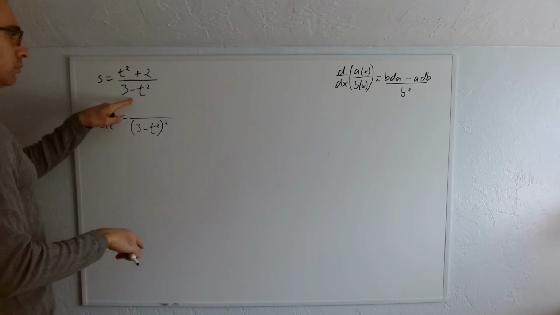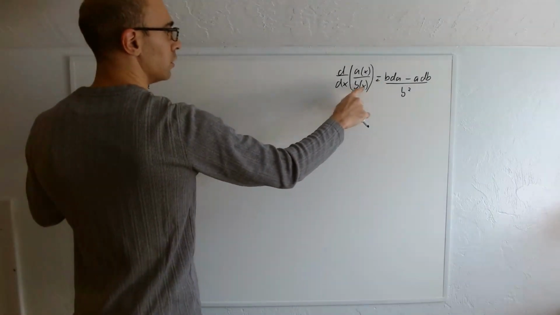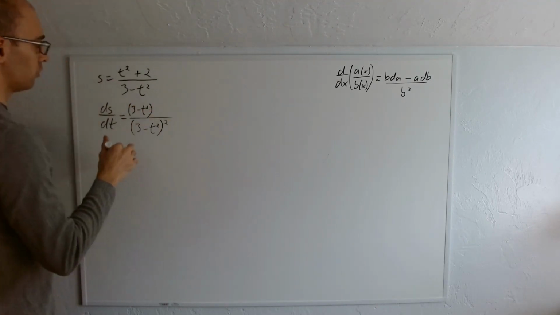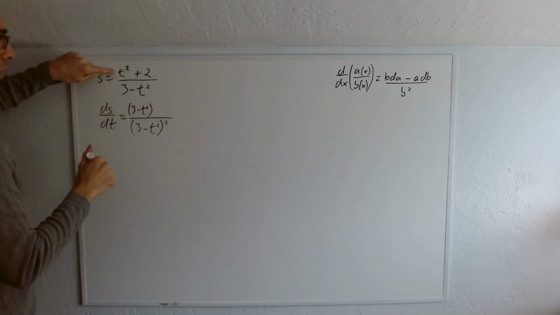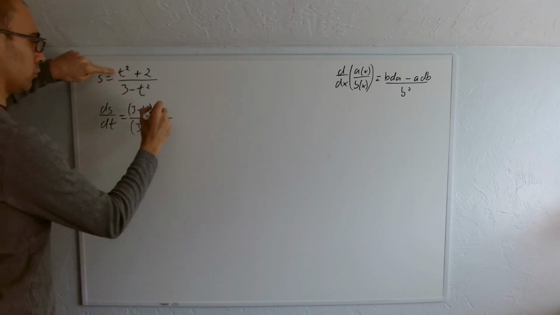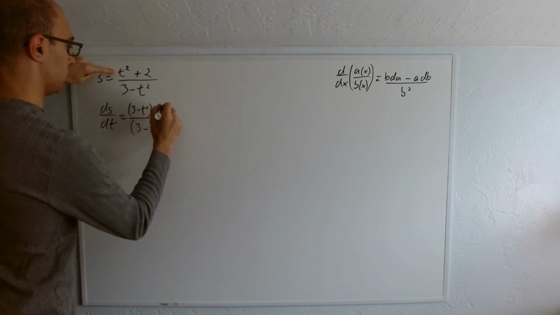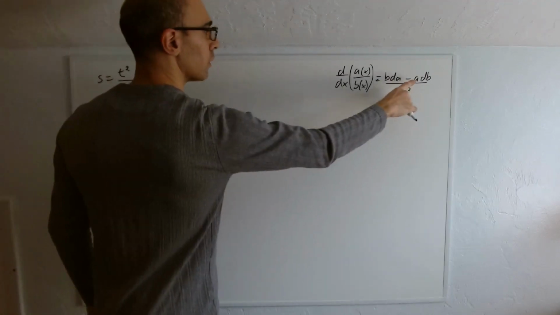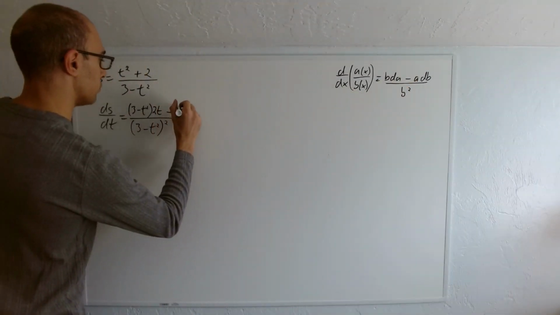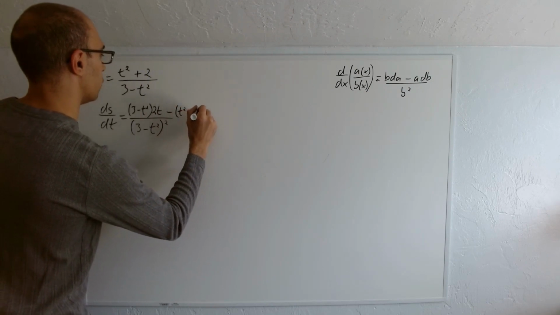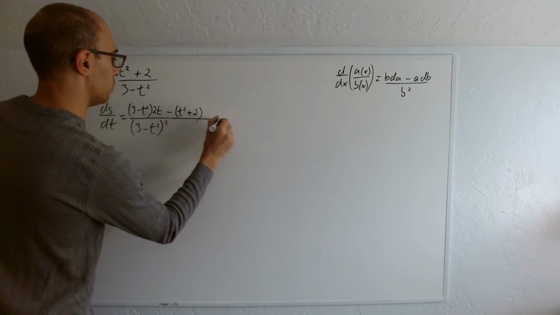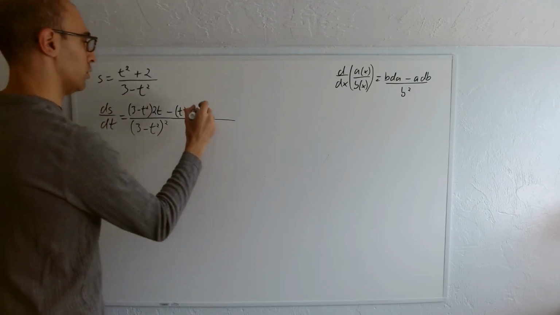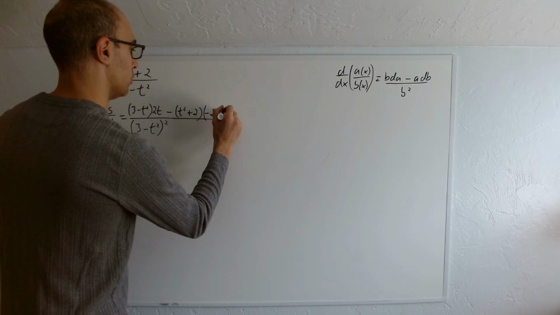Now we take the denominator, 3 minus t squared, times the derivative of the numerator, which is 2t. Now minus the numerator, which is t squared plus 2, times the derivative of the denominator, which is negative 2t.